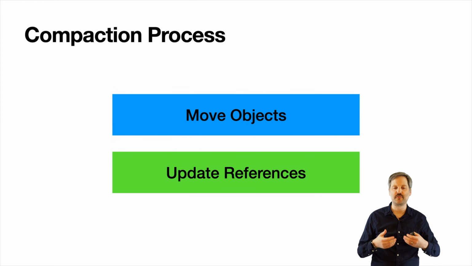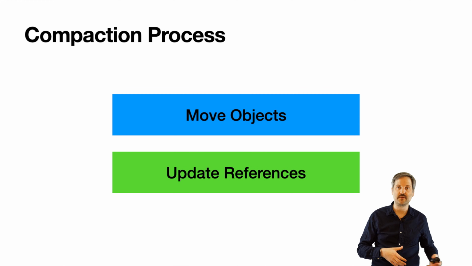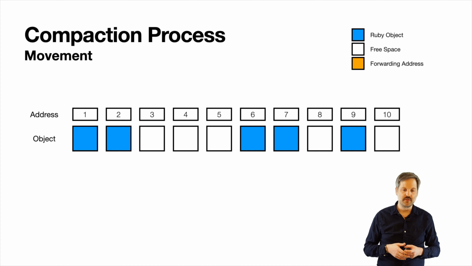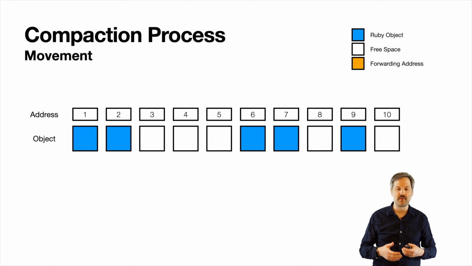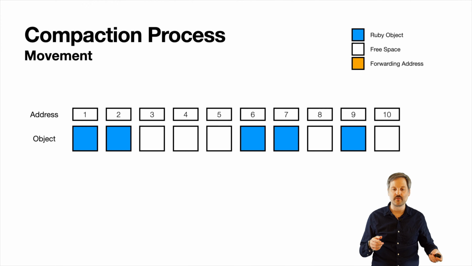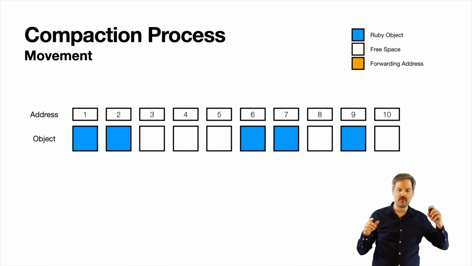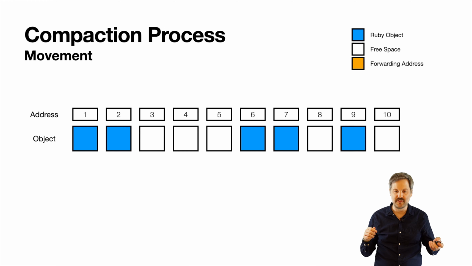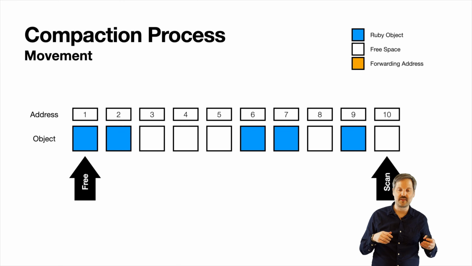So the compaction process has two steps. First, it moves objects around, and then it updates any references. So imagine that we have a heap layout something like this. Blue squares represent live Ruby objects, and white squares represent empty slots. Yellow squares represent a forwarding address. The compaction process requires two pointers, one at the beginning of the heap and another one at the end of the heap. The one at the beginning of the heap is called the free pointer, and the other one is called the scan pointer. So we have one that scans for free slots and one that scans for objects to be moved.